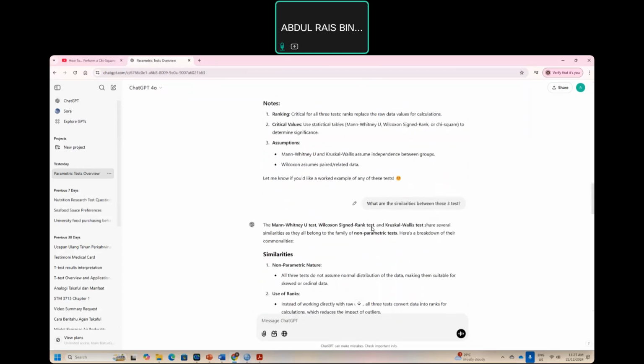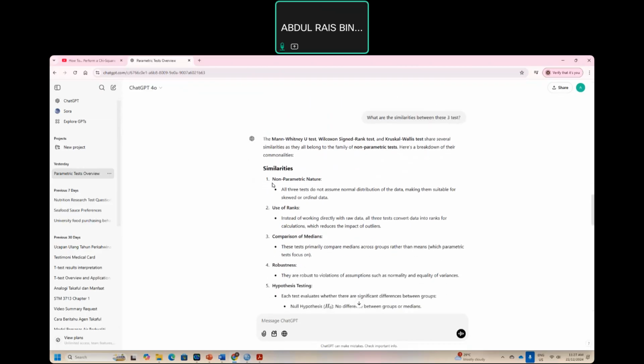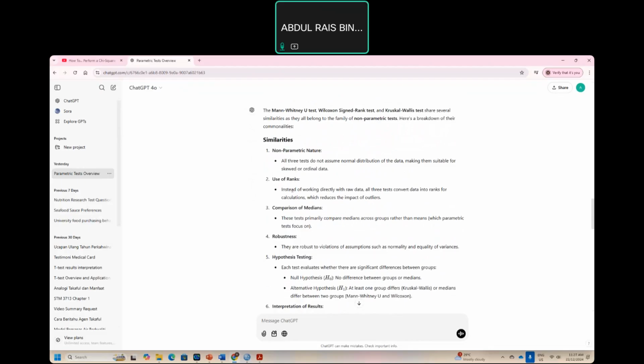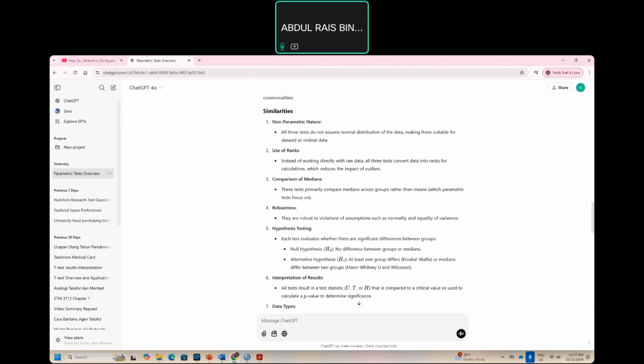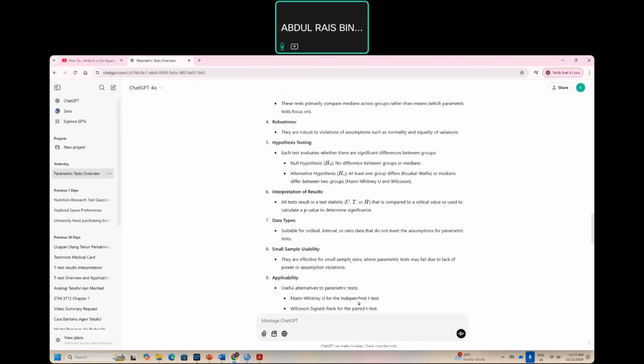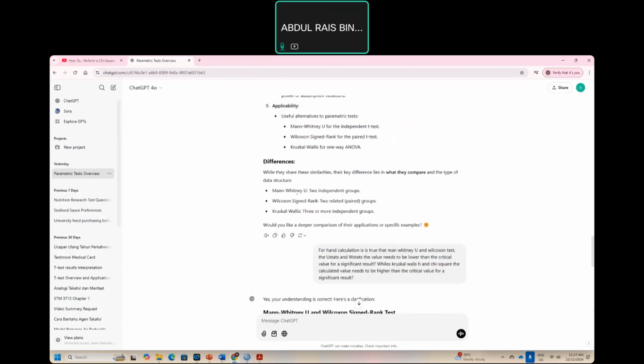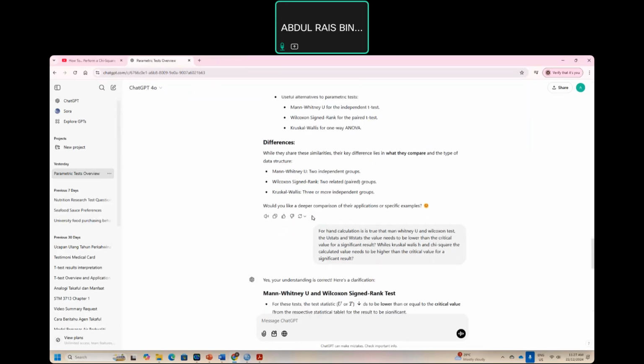And here are the similarities of the 3 methods. Sebab dia menggunakan mean atau median atau rank. Okay. Obviously, they are non-parametric. They use a rank system for the calculation, comparison of medians. Testing sama saja. Interpretation of results are either in U, T, or H. Okay. All right. These are the differences. Mann-Whitney needs 2 groups, 2 paired groups for Wilcoxon, and 3 or more independent groups for Kruskal-Wallis.